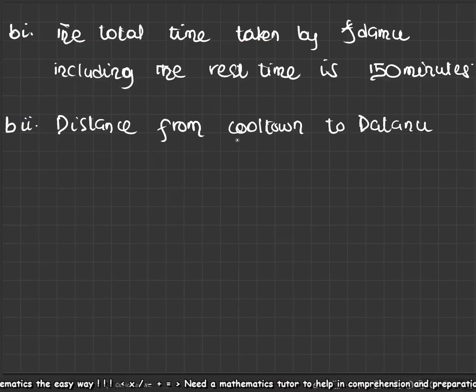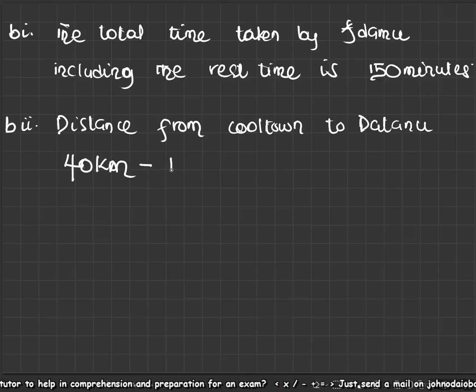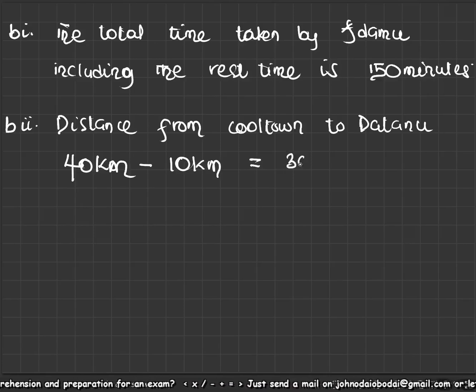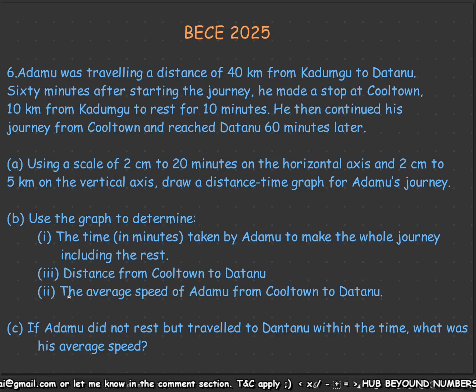So distance from Kutown to Datanu is then going to be what? The 40 kilometers minus your 10 kilometers. And that gives you what? 30 kilometers. Okay. Now the last part of B, which is BII, it says, what is the average speed of Adamu from Kutown to Datanu?